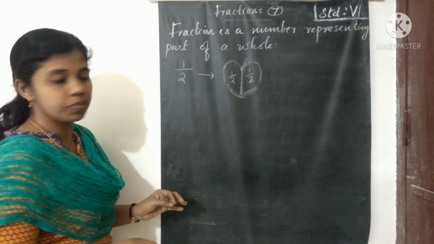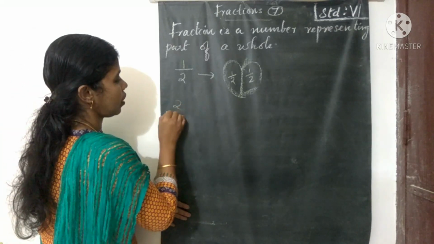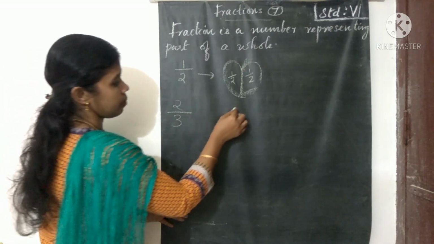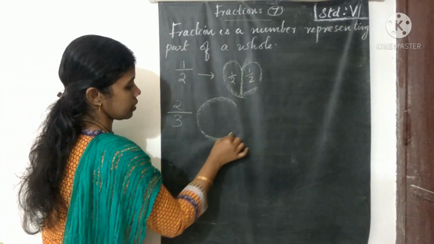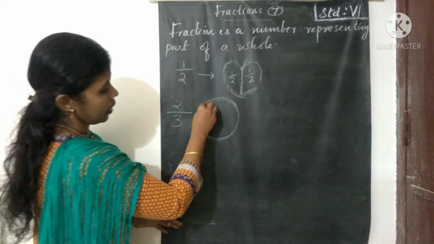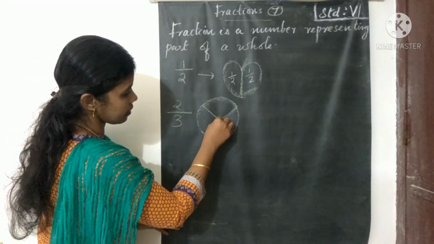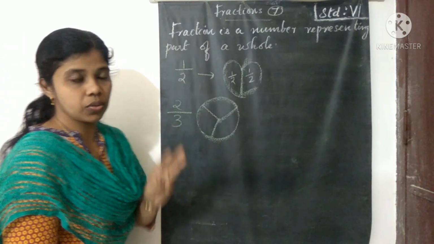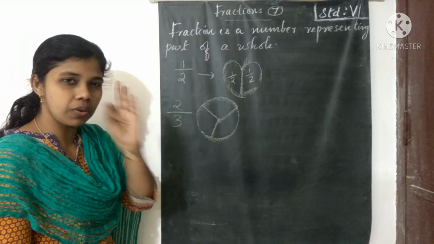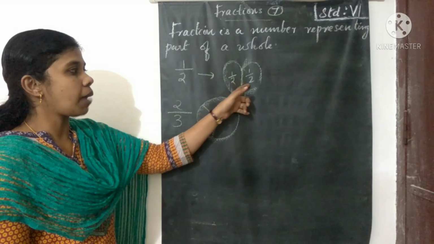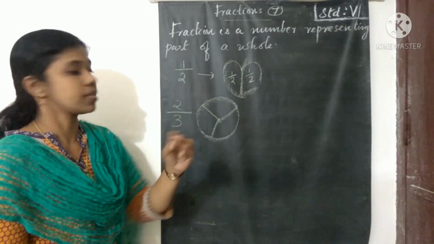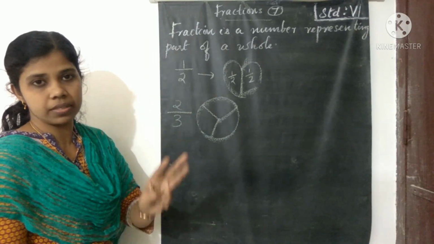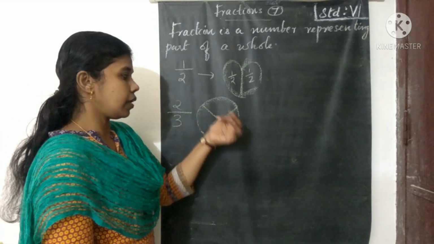How can we represent the fraction 2 by 3? I draw one circle. Then that circle is divided into 3 equal parts. Always divided into equal parts. Here the apple is divided into 2 equal parts, here the circle is divided into 3 equal parts. That is very compulsory, that is equal parts. 3 equal parts.